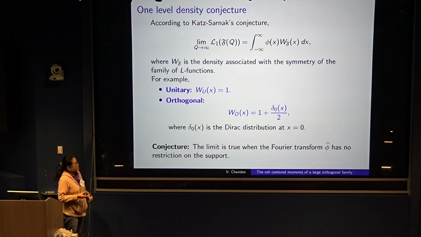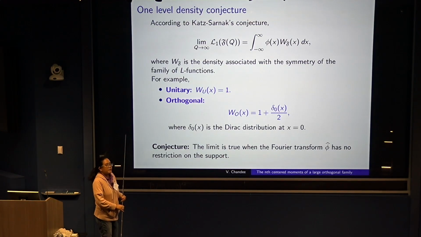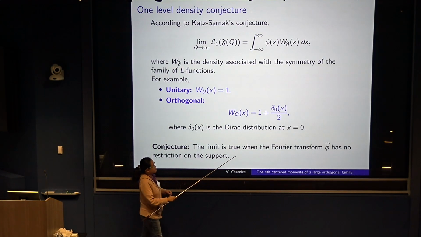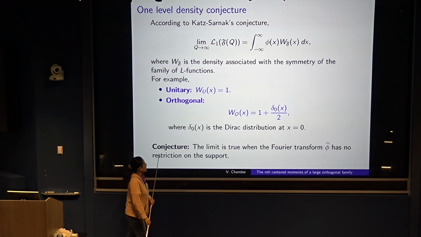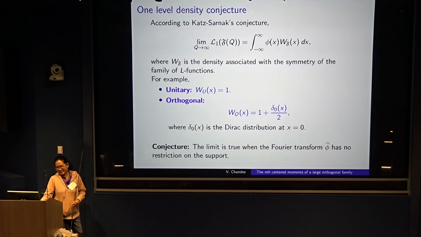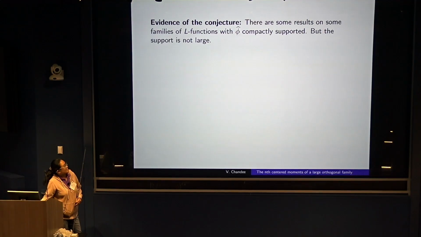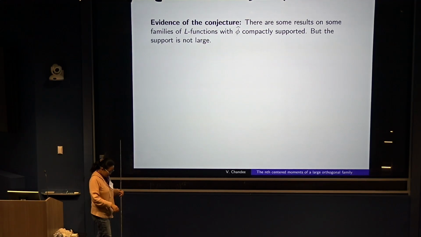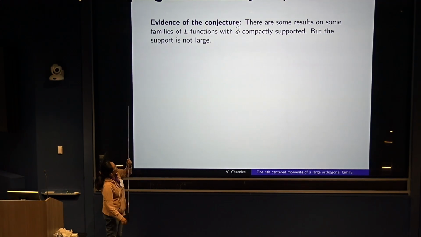Well, and what's the conjecture here? The limit should be true when the Fourier transform phi hat has no restriction on the support. But what do we know? Well, we actually know some results. There are several works on this.